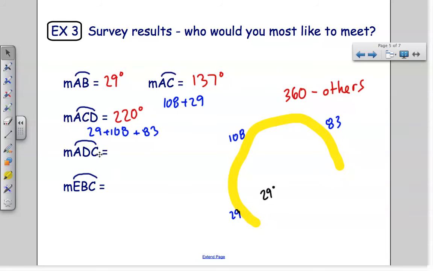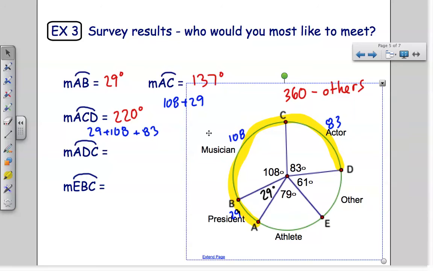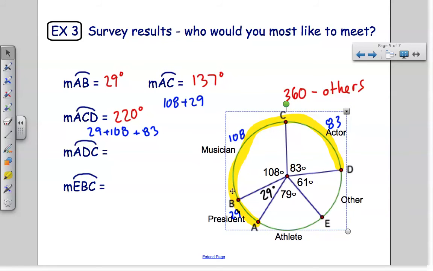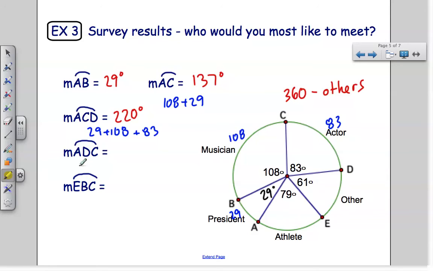Alright, what's my next one? Oh, that's not what I meant to do. Okay. Measure of arc ADC must be another major arc. Start at A, go through D to get to C. I'm looking at which way to go. I wouldn't go through D to end there, so I'm going counterclockwise. Start at A, go through D, end at C. For this one, a lot of arc addition here.